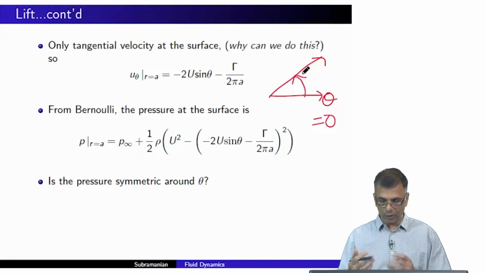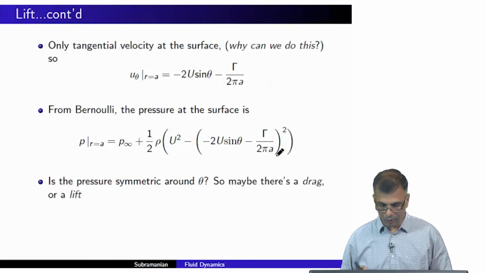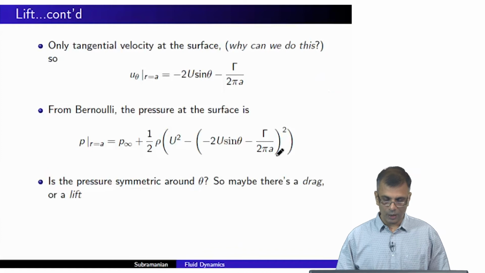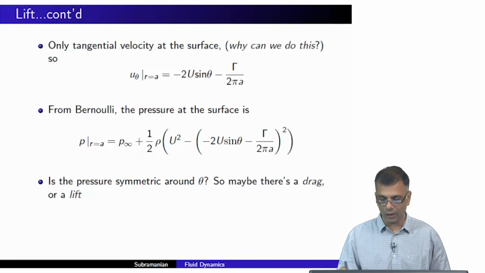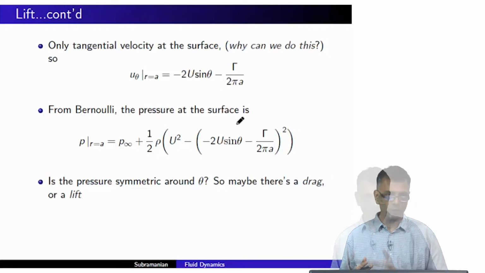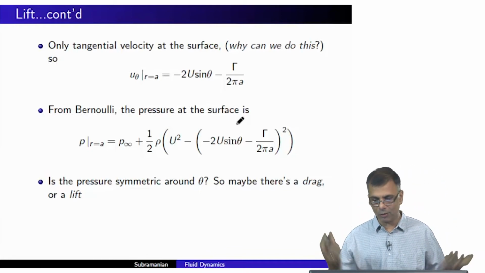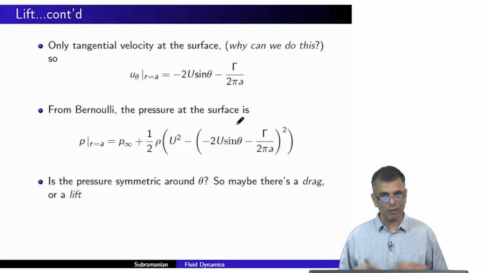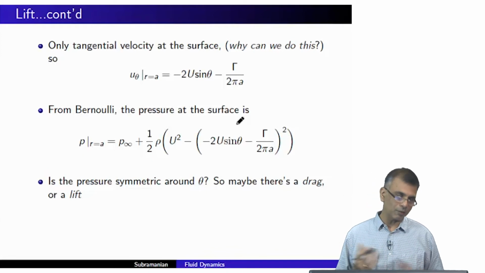So if you look at it that way, we can ask the question, is the pressure symmetric around theta? That's the key question to ask, right? So it is not. It is not, especially if you only take 0 to pi, the pressure is not symmetric around theta owing to the sine theta term. So now maybe there's a drag, there's a lift. If the pressure on one side is different from the pressure on the other side, there is a force, right? So remember, the force is essentially the gradient of a pressure, right? So if there's a gradient in pressure, there's a force.